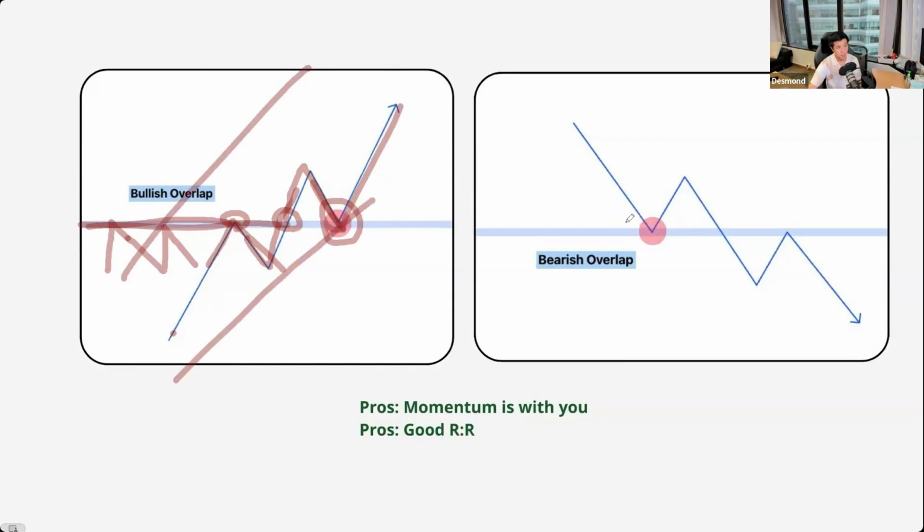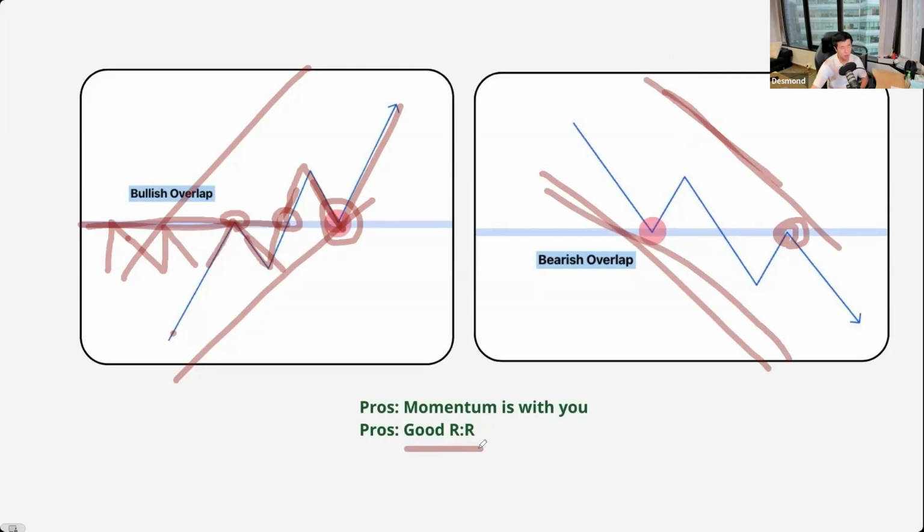Same thing here. You're playing the reversal, right? The bearish overlap here, I think this would be your entry, right? You're playing the reversal over here, and you're playing it within the larger bearish kind of momentum. Okay, so that is how you can have the best of both worlds, right? The larger momentum is with you, and because you're playing the reversal, you have good risk to reward over there.